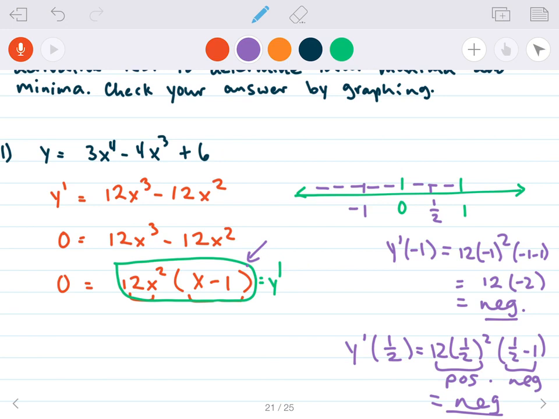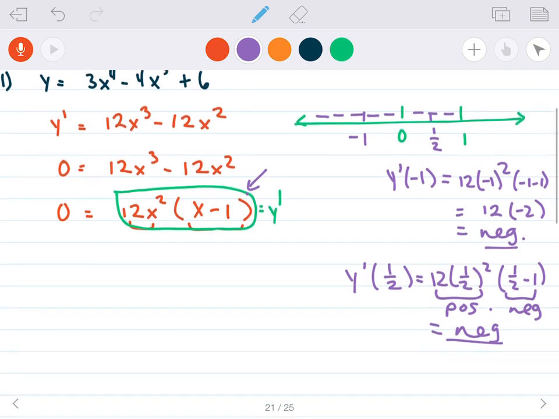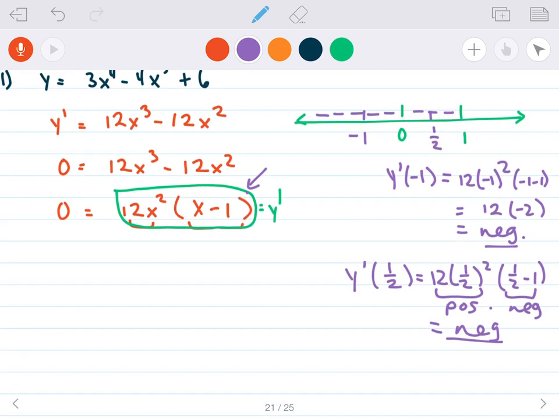Now let's look at what happens after 1. How about 2? If I plug 2 into my first derivative, I get 12 times 2 squared times 2 minus 1. So this is positive.